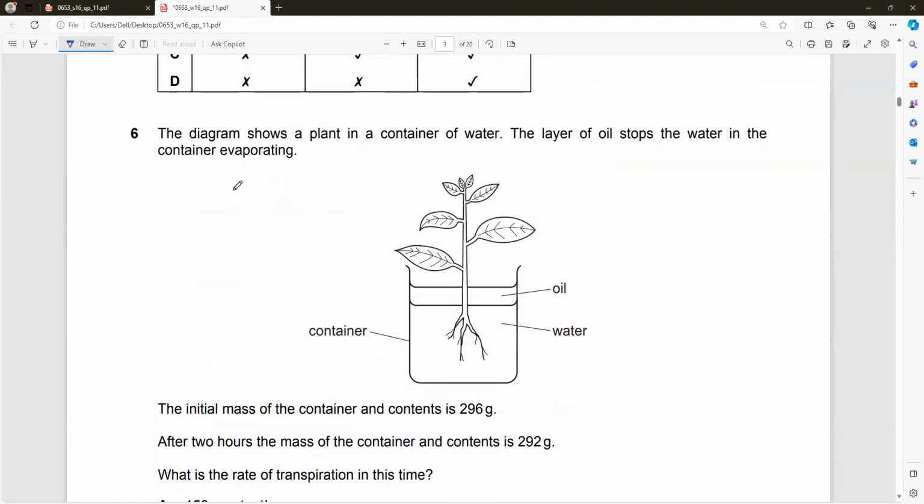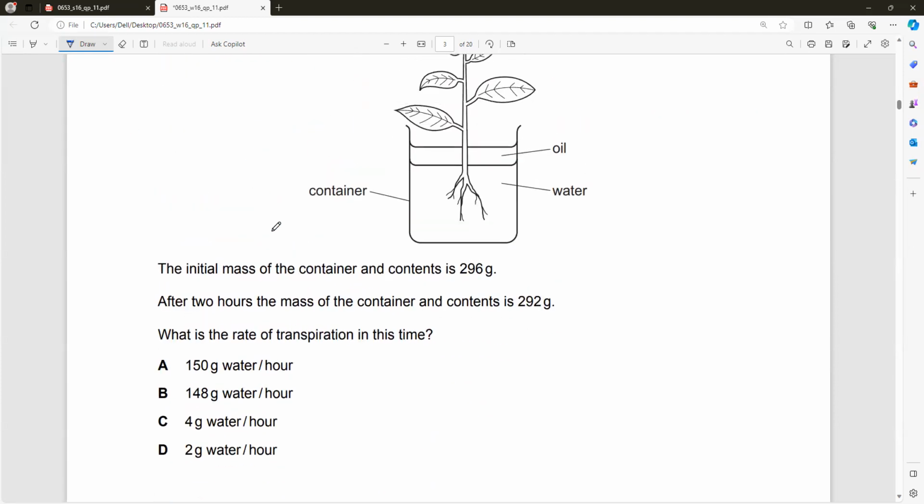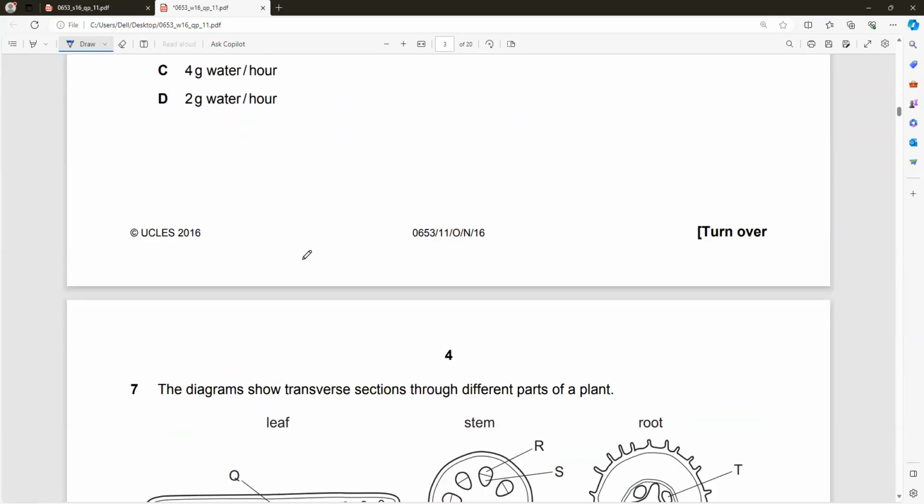Okay, next. The diagram shows a plant in a container of water. The layer of oil stops the water in the container evaporating. The initial mass of the container and the contents is 269 grams. After 2 hours, the mass of the container and contents is 292 grams. What is the rate of transpiration in this time? That is what they are asking. There is a formula for this, but we do not have it, so no issues, you can leave it.